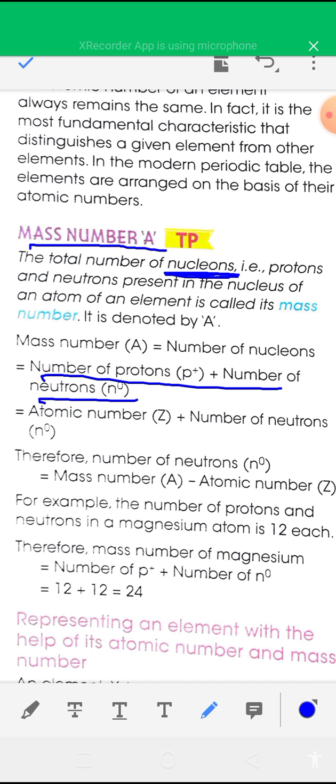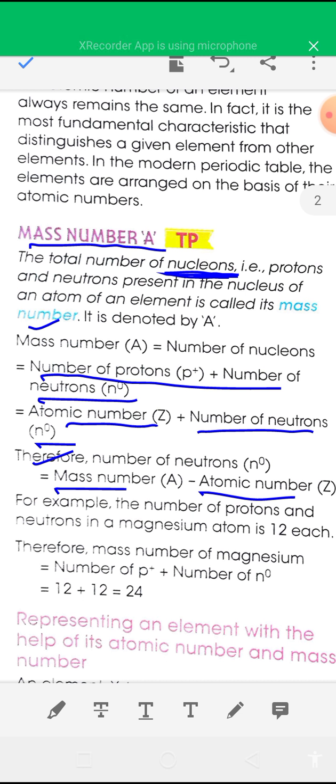So you can also write: the total number of protons means atomic number, so mass number is equal to atomic number plus number of neutrons. Using this formula you can calculate the number of neutrons also, because the number of neutrons will be equal to mass number minus atomic number.